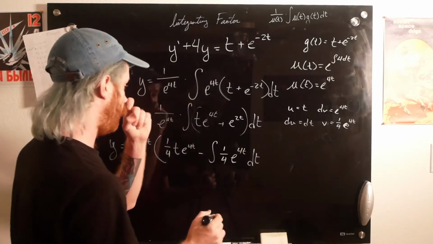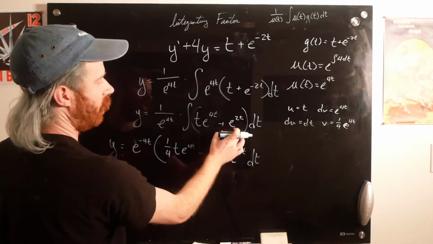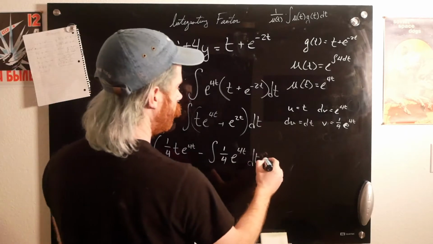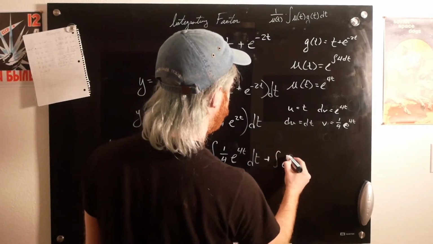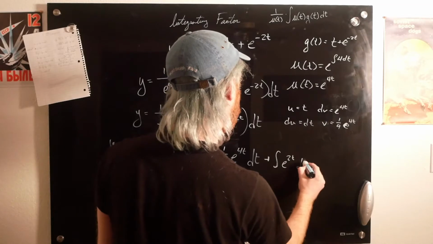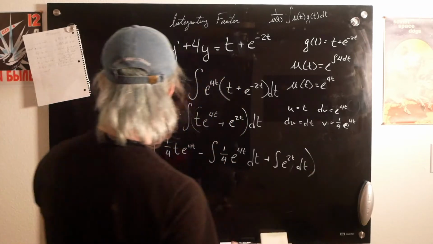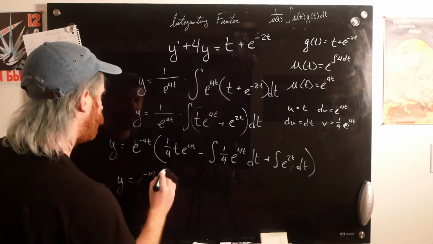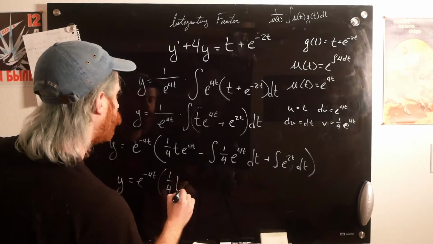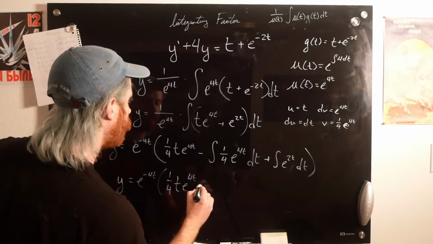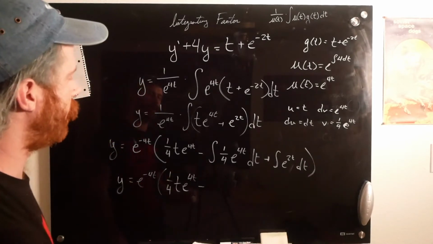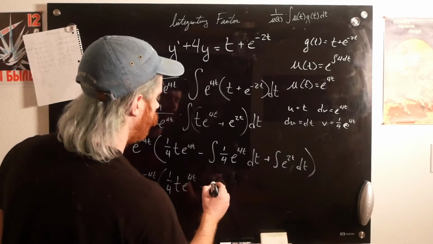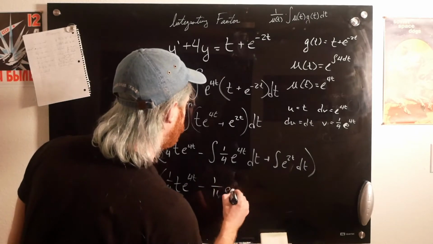And then don't forget that we also have this part of it, right? This is still part of the integral. We only did this part right here. So plus the integral of e to the power of 2t dt. And that is going to give us y equals e to the negative 4t times 1 over 4 t e to the 4t minus the integral of 1 over 4 e to the 4t, which is going to be 1 over 16 e to the 4t.